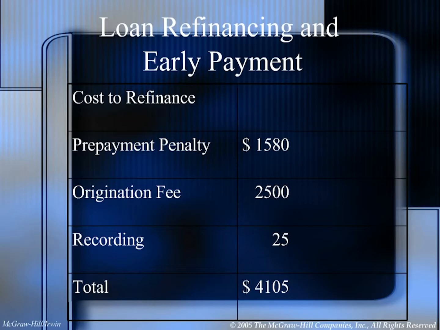So let's look at an example. First we figure out all the costs that would be involved in this refinance. There's a prepayment penalty. If we refinance, we have to pay off the other mortgage, and there's a prepayment penalty, and they gave you what it is. Origination fees and recording fees. We add these up, and the total cost to refinance is $4,105.